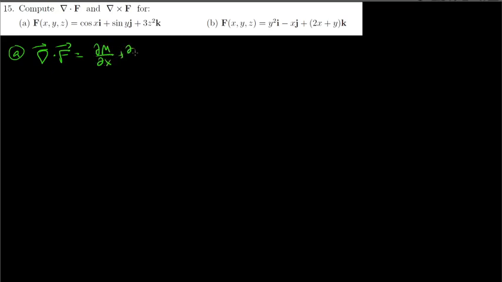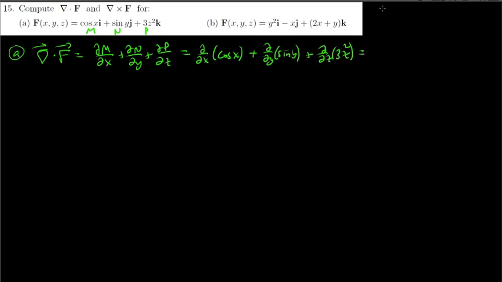The divergence of this vector field is just the partial of M with respect to x plus the partial of N with respect to y plus the partial of P with respect to z. This is your M, N, and P. So writing it all out in detail, the x partial of cosine x plus the y partial of sine y plus the z partial of 3z squared. So I think we're going to get negative sine x plus cosine y plus 6z.